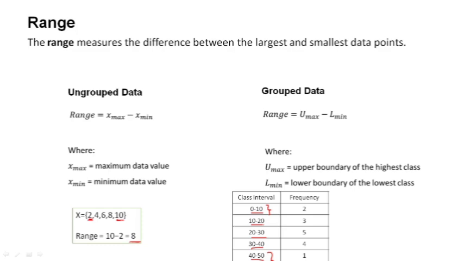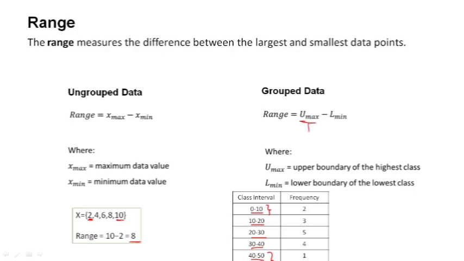So again, I'm repeating here. First, you have to identify which one is the highest class and which one is the lowest class. So you have to take the lower bound of the lowest class and the upper bound of the highest class, and then only by taking the difference of the upper bound of the highest class and lower bound of the lowest class. So the upper bound of the highest class minus the lower bound of the lowest class is nothing but the range.